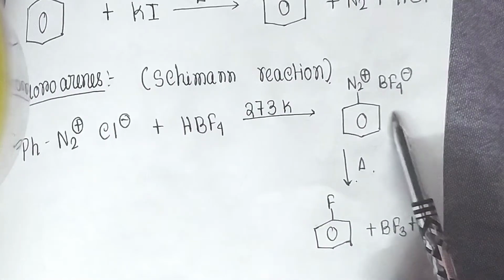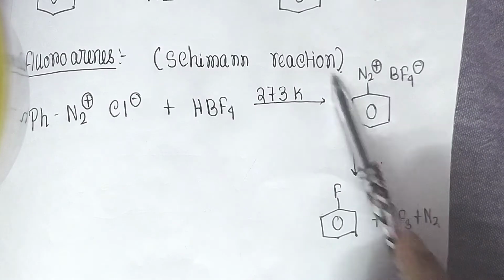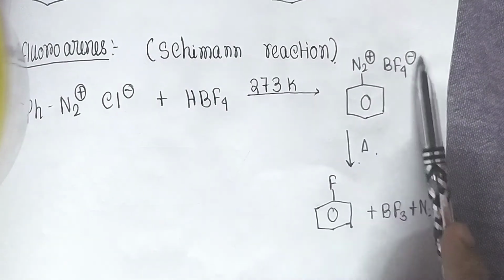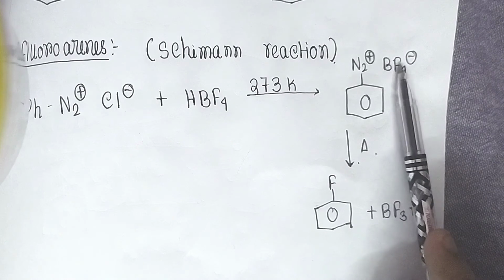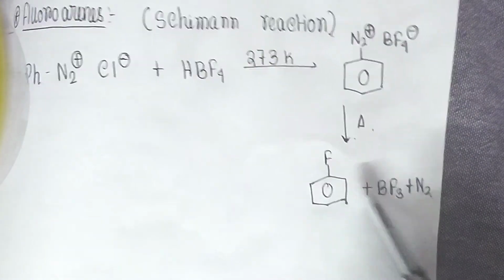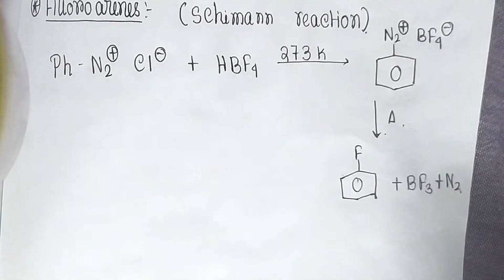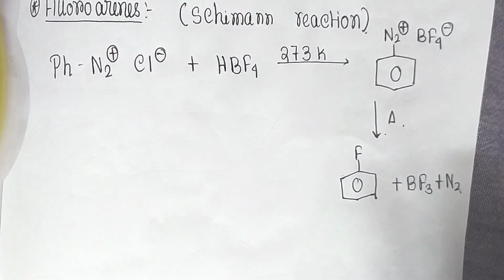Now after that, if you heat it, this N2 would get out, because this is a very good leaving group. Now BF4 minus is not at all stable, so it would give its fluorine to the benzene to make this BF3 and N2. So thus we can prepare chlorobenzene, bromobenzene, iodobenzene and fluorobenzene. So stay tuned for more videos.